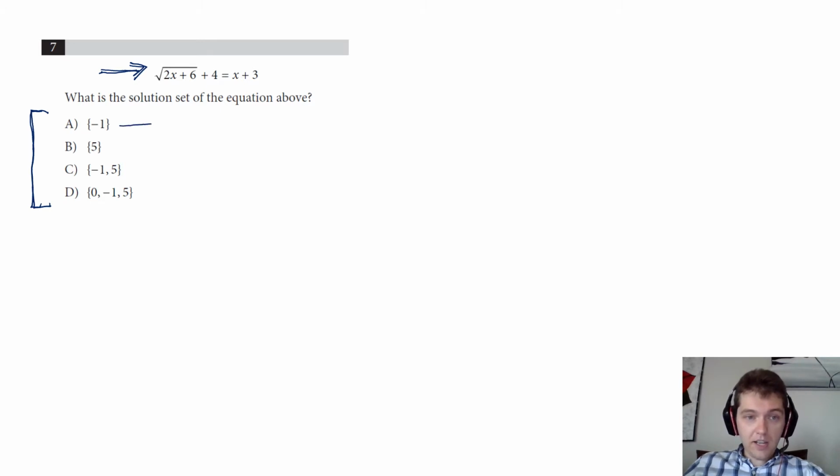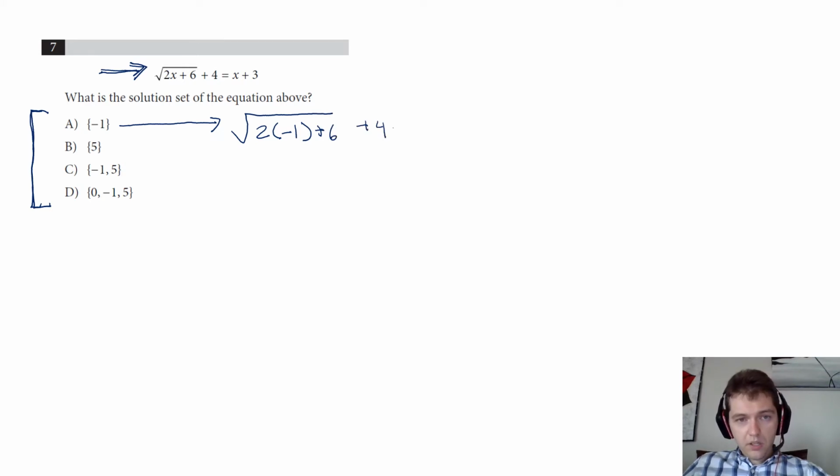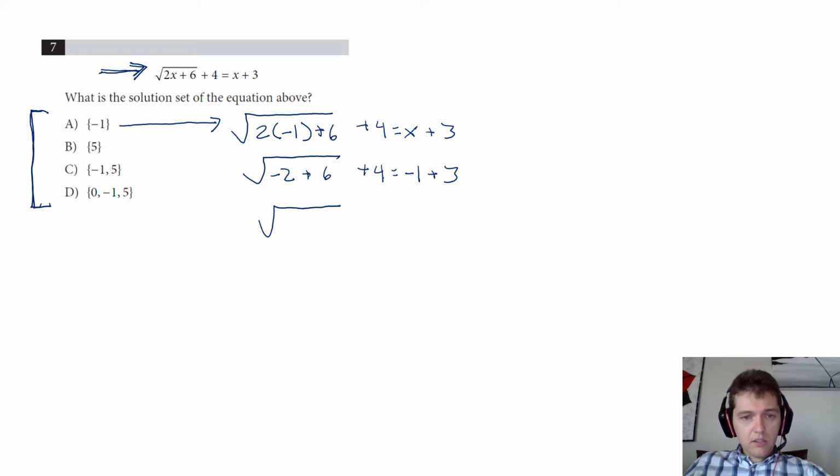We'll start by plugging in this -1, this answer A, into that equation. You have square root of 2, plug in -1 for x. 2 times -1 plus 6 plus 4 is equal to x plus 3. Simplify under the square root, you have -2 plus 6 plus 4 is equal to, whoops, I forgot to plug in here. We have -1 plus 3. So under the square root, -2 plus 6 is equal to square root of 4 plus 4 is equal to -1 plus 3 is equal to 2. Square root of 4 is equal to 2 plus 4 is equal to 2. Right there we see 2 plus 4, 6 is equal to 2. That's not correct.